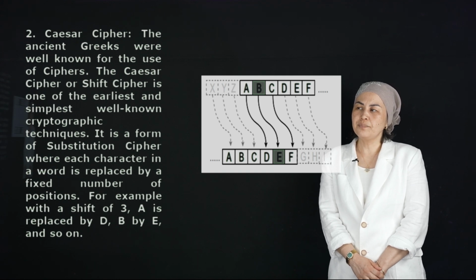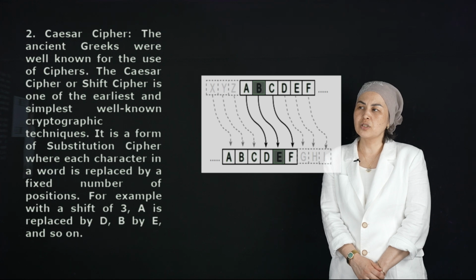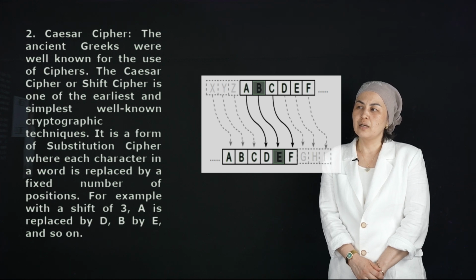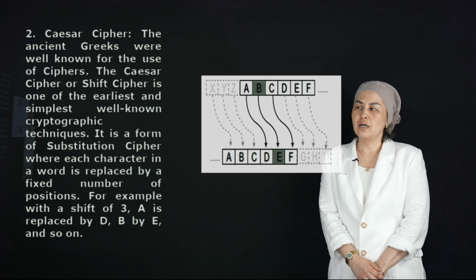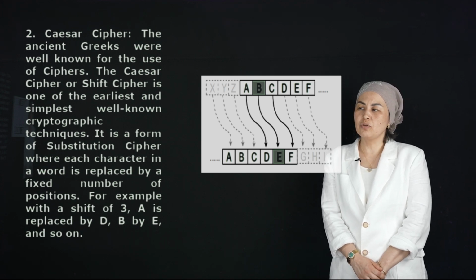Caesar cipher. The ancient Greeks were well known for the use of ciphers. The Caesar cipher, or shift cipher, is one of the earliest and simplest well-known cryptographic techniques. It is a form of substitution cipher where each character in a word is replaced by one a fixed number of positions away. For example, with a shift of 3, A is replaced by D, B by E, and so on.